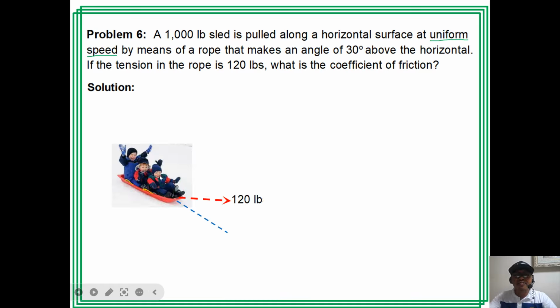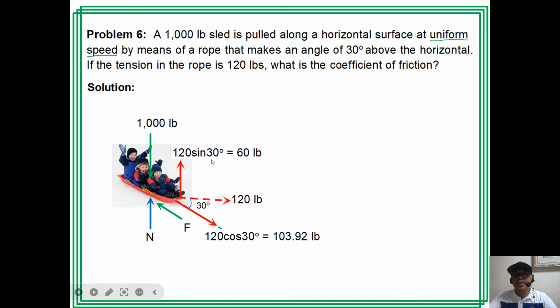So this is the sled. This is pulled by a rope now with a tension of 120 pounds at an angle of 30 degrees. Then we have the weight here, 1,000 pounds. So what are the forces acting? We have the normal. Okay. Then the 120 can be resolved into, we have the friction, opposite to the motion. So this is 120 cosine 30, 103.92. This is 120 sine 30, that is 60 pounds.